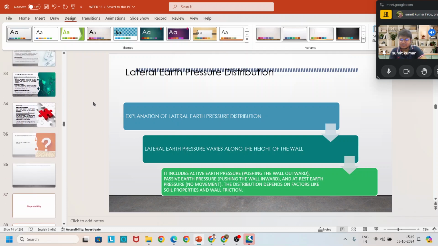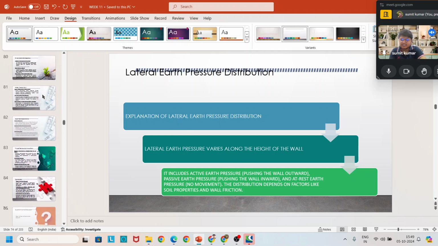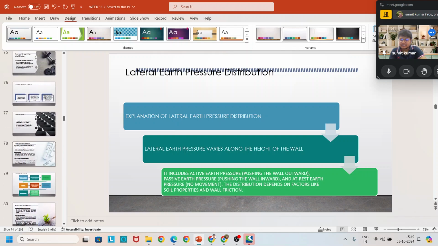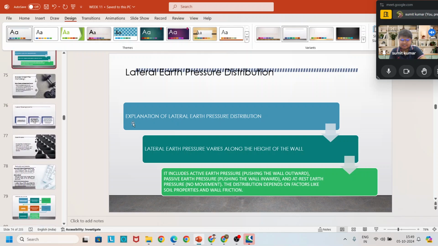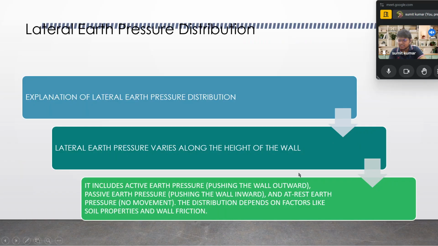So we are left with some of the slides before we sum up this section, and then we move ahead with the next part, that is the slope stability, which we are keen to do in this class. Okay, so the lateral earth pressure distribution. First of all, the explanation of the lateral earth pressure distribution.